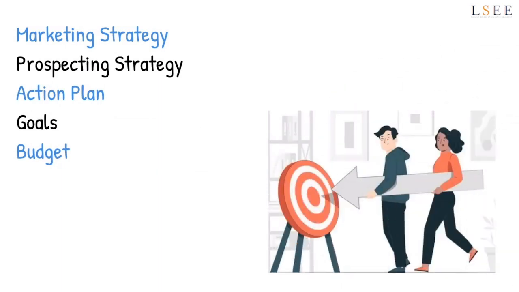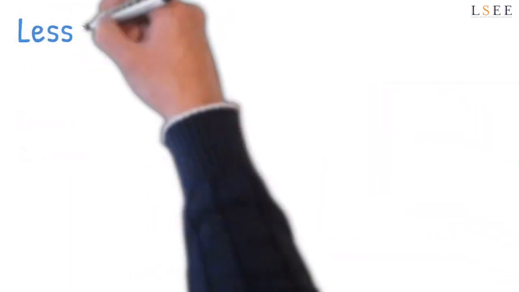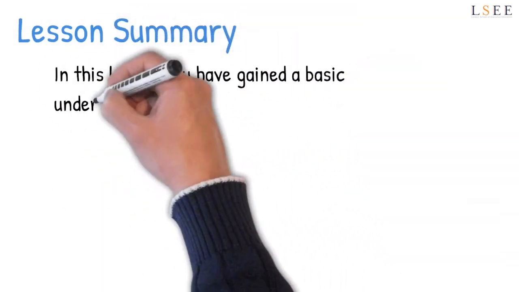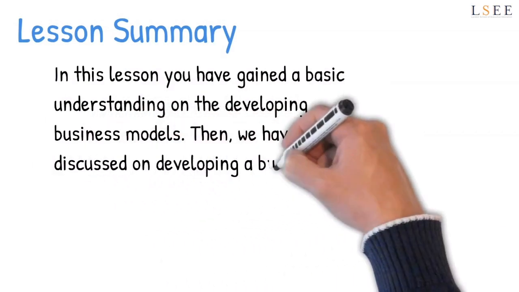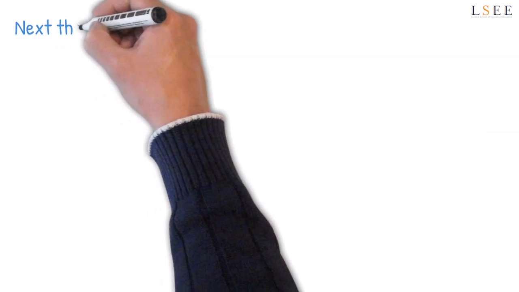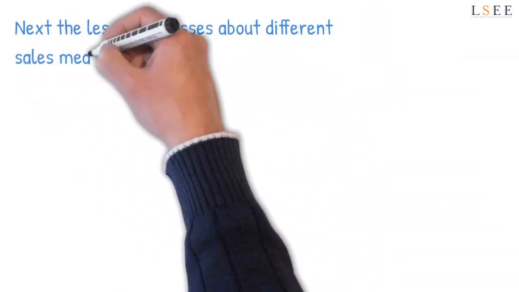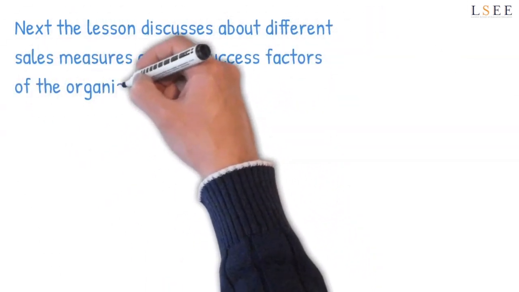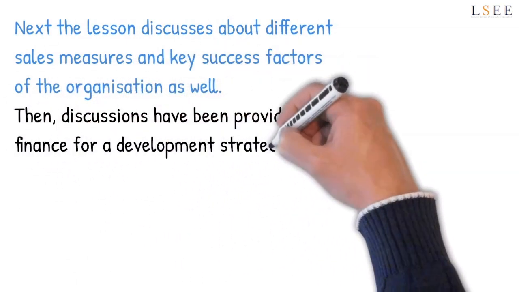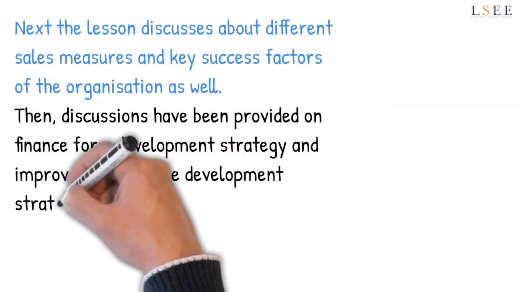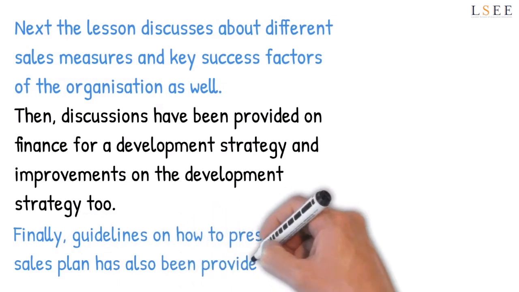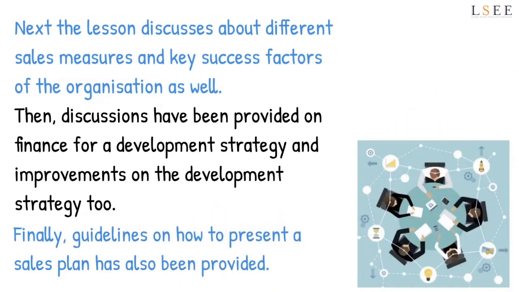Goals. Budget. Lesson summary. In this lesson you have gained a basic understanding on the developing business models. Then, we have discussed on developing a business model to support a development strategy. Next the lesson discusses about different sales measures and key success factors of the organization as well. Then, discussions have been provided on finance for a development strategy and improvements on the development strategy too. Finally, guidelines on how to present a sales plan has also been provided.